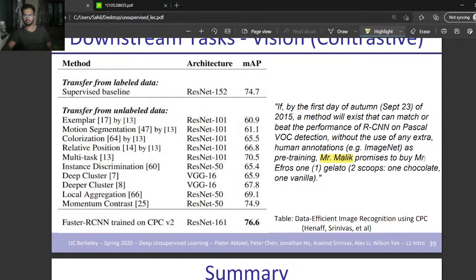Malik and Mr. Efros, and they had a bet. UC Berkeley has been working in the domain of self-supervised learning for a long time, and they have good research in this. So there were two professors at UC Berkeley, Mr. Malik and Mr. Efros, and they had a bet.